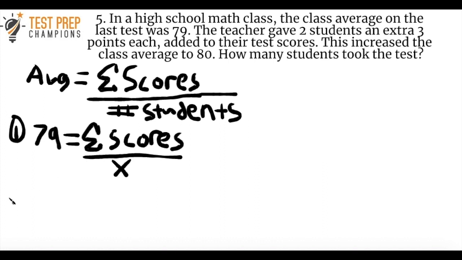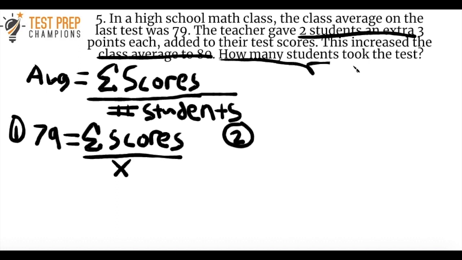But we can also write a second equation. The second equation is based off of the additional information in the question here, which tells us that the teacher gave 2 students an extra 3 points each, and that this bumped the average up to an 80. What we're trying to do here is find how many students actually took the test, which would be our X. So how many students took the test? That is what X represents here. So X is the number of students.